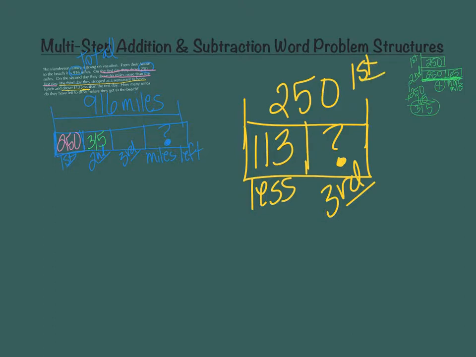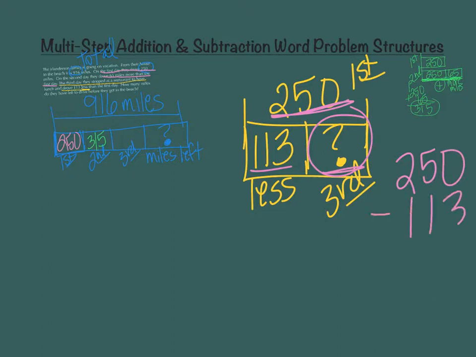So how am I going to solve for this unknown? What am I going to do with 250 and 113? Yes, absolutely. I'm going to subtract, because if I have a total, my answer cannot be bigger than the total. So I'm going to subtract to find my unknown. So let's do 250 minus 113. What is 0 minus 3? Excellent. Can't do. What do I have to do?